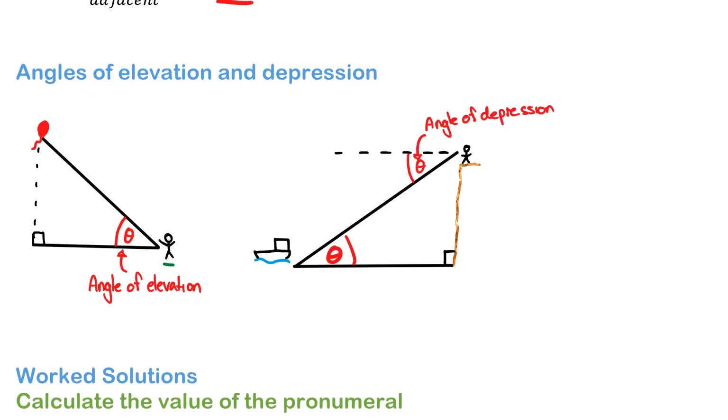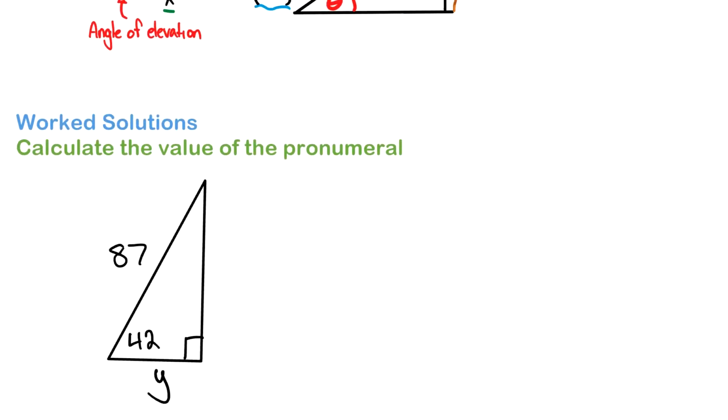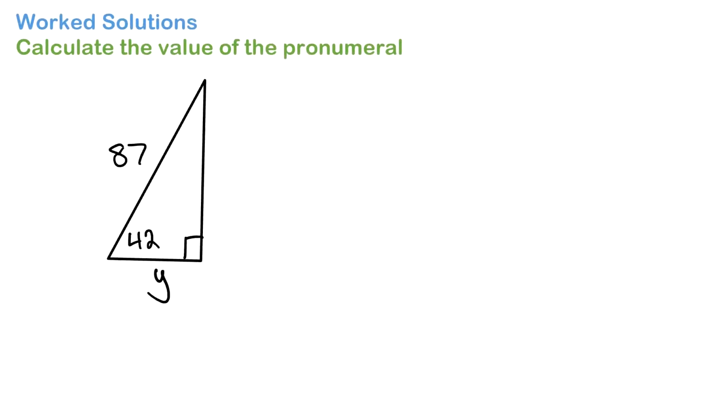Because those angles are what we call alternate angles, and they're the same. I don't know if you remember this, but alternate angles form a Z shape, as you can see there. Alright, the next thing we're going to look at is our worked solutions. Here we have a right angle triangle, and we need to calculate the pronumeral. Pronumeral is just the fancy name for that letter there, so we're trying to find what y is.